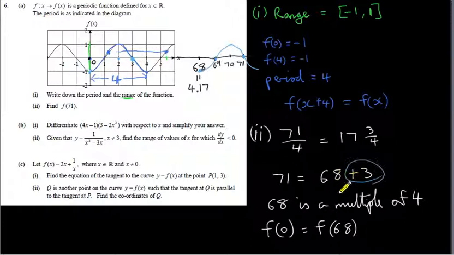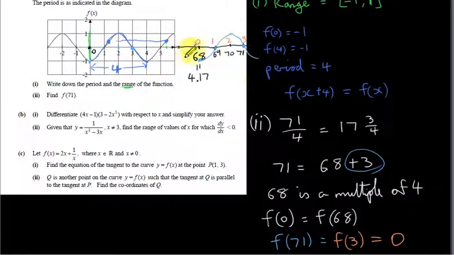So I've written in red what the values 68, 69, 70 and 71 correspond to. They correspond to 0, 1, 2 and 3. f of 71 equals f of 3, which is 0.